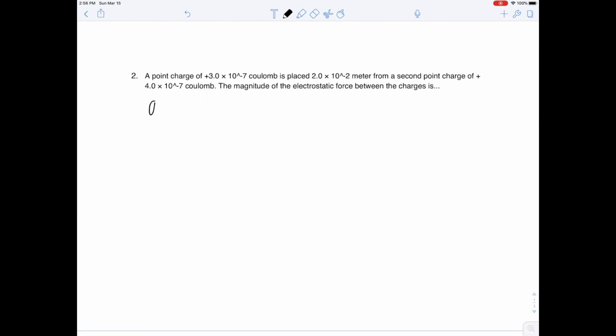So now I've got a point charge, 3.0 times 10 to the negative 7 coulombs. And they gave me distance, so I'm going to skip over that. I want to know Q2. I like to have these together. Plus 4 times 10 to the negative 7 coulombs. So these are just two positive. Now I'm going to go back. They are 2.0 times 10 to the negative 2 meters. And they want to know that Fe is electrostatic force.